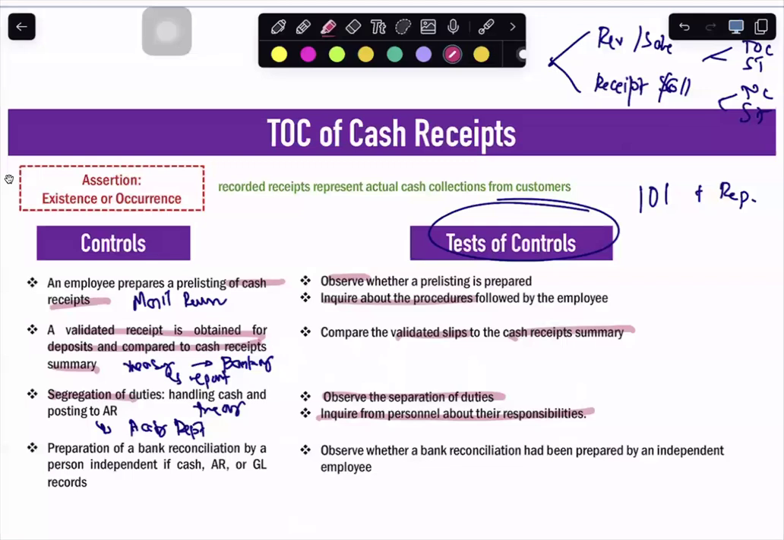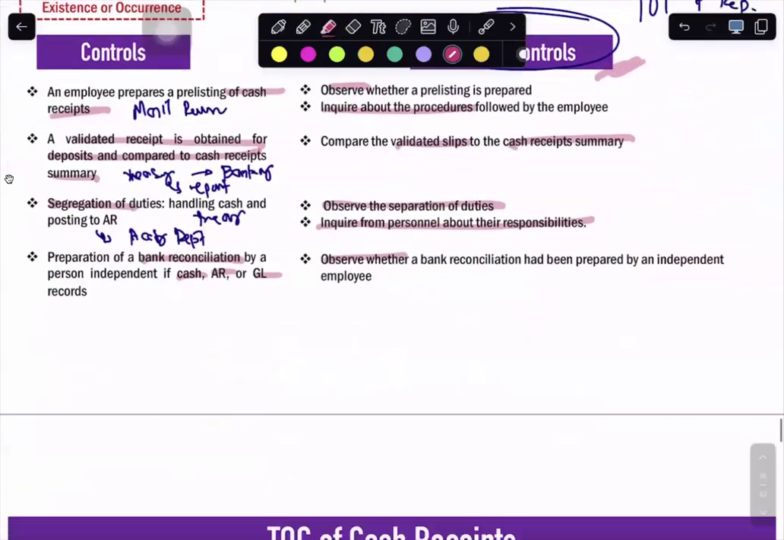Next, the preparation of a bank reconciliation by a person independent of cash, AR, and your general ledger. So how do we test this? Again, observe whether a bank reconciliation had been prepared by an independent employee. So again, umiikot na naman tayo sa IOI plus rep performance kasi bumalik tayo sa POC.